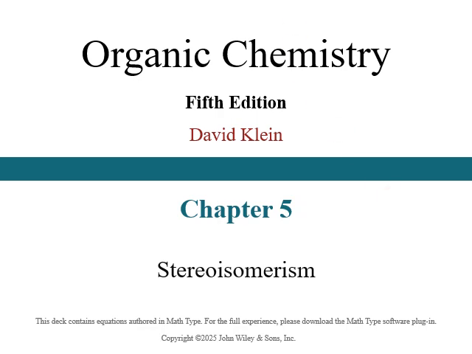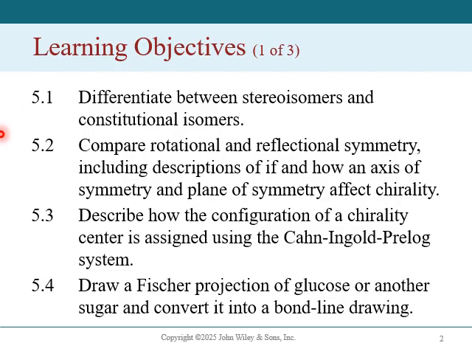Welcome. In this chapter, we will be discussing stereoisomerism, what that is, how to differentiate between structures, and how to represent them in three dimensions. Our learning objectives include differentiate between stereoisomers and constitutional isomers, compare rotational and reflectional symmetry, including descriptions of if and how an axis of symmetry and plane of symmetry affect chirality. Don't worry, we'll discuss that in detail as we move through the chapter.